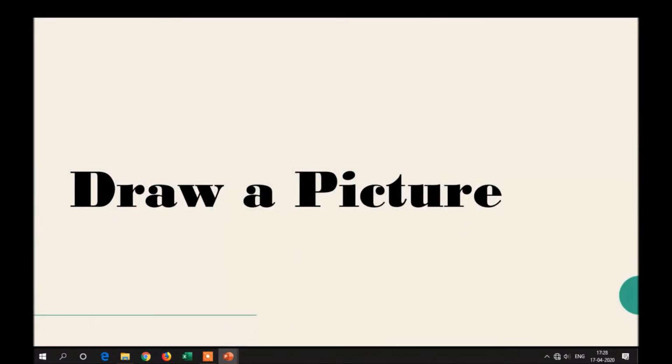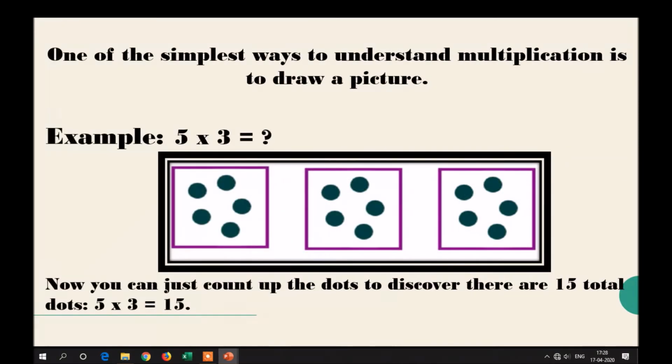Now for that, first of all, draw a picture. Which picture? One of the simplest ways to understand multiplication is to draw a picture. So we will multiply, for example, 5 multiplied by 3. Now for that, we will draw 3 boxes. In that, we will put 5 circles in each box.